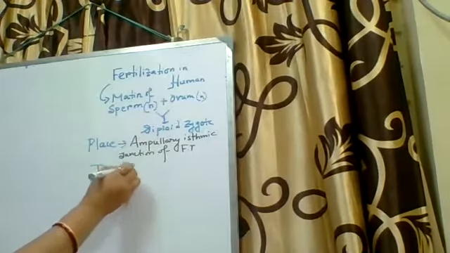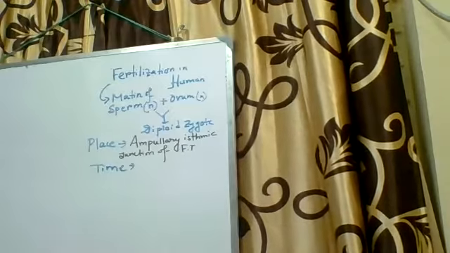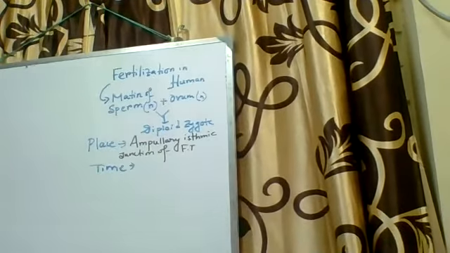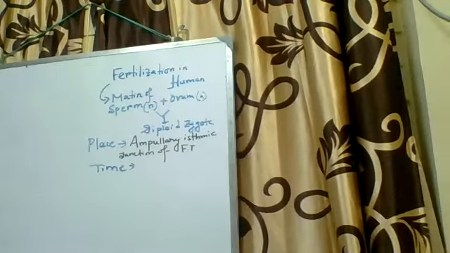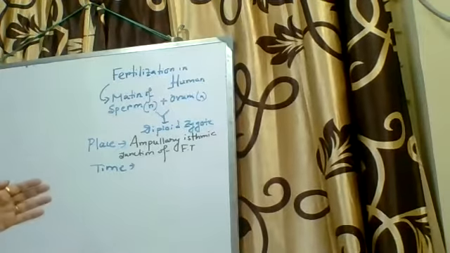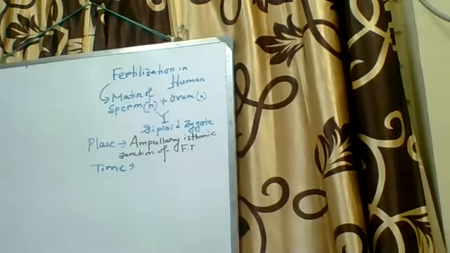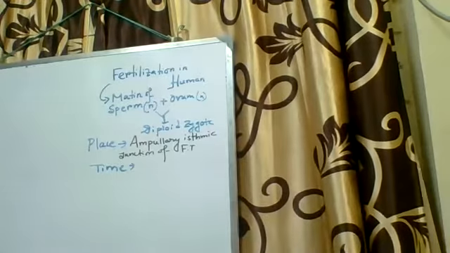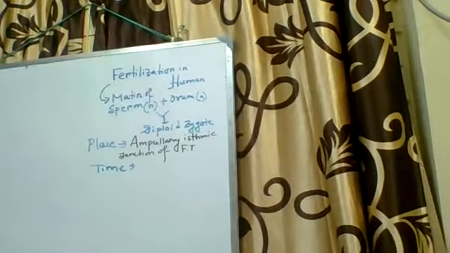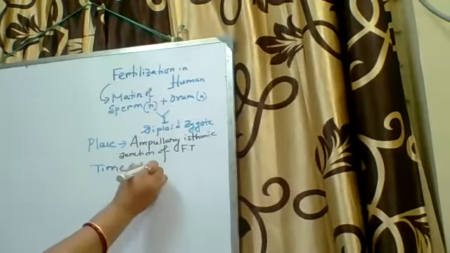And if we move to the time of fertilization, please remember the lifespan of the ovum is functionally 6 to 7 hours. That means the life of the ovum discharged from the Graafian follicle of the ovary is 6 to 7 hours. Whereas the life of sperm discharged in the female genital passage is 72 hours.